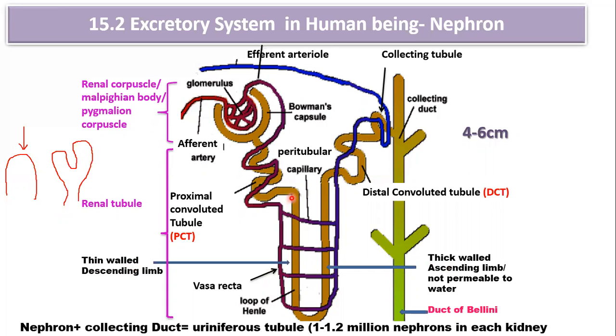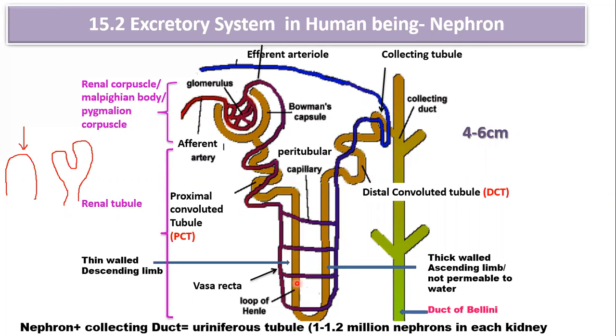Okay, so the descending limb is thin walled and permeable to water. The ascending limb is thick walled. It is not permeable to water, but it is permeable to salt. Are you getting this? Both the descending and ascending limbs are lined by squamous epithelial cells, whereas the thick ascending part is lined by cuboidal epithelial cells.